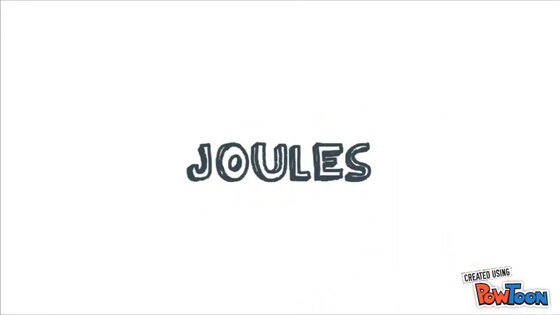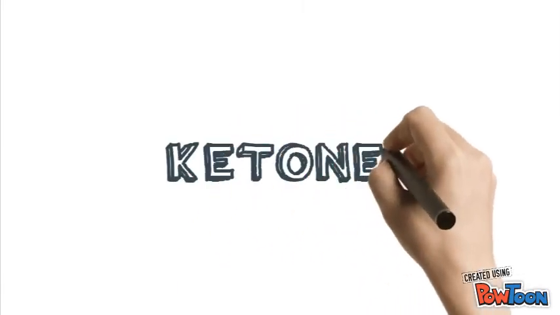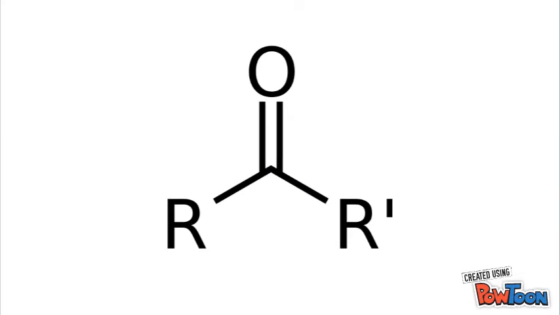A joule is the SI unit of work or energy. The charge of one electron equals 1.6 times 10 to the negative 19 joules. A ketone is an organic compound where a carbon is bonded to two hydrocarbon groups and double bonded to an oxygen.